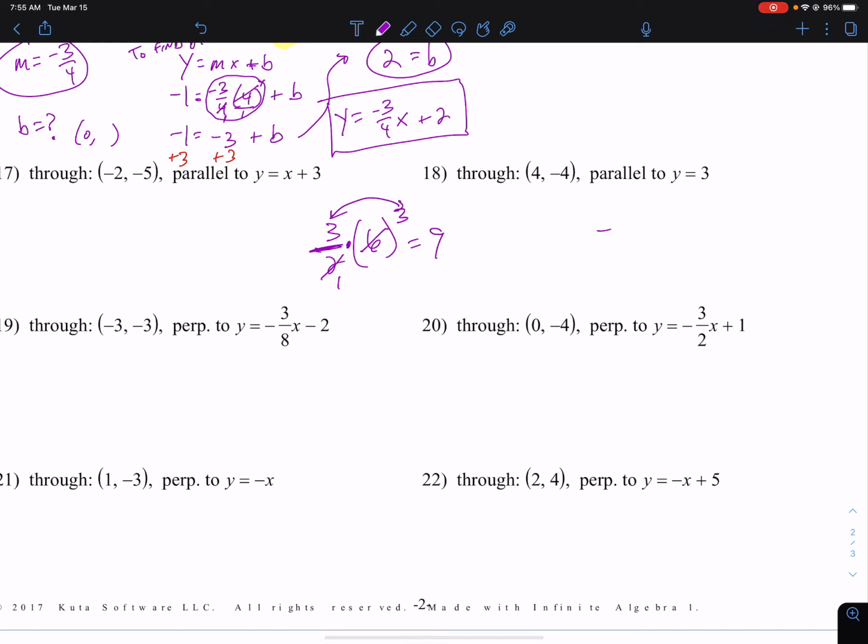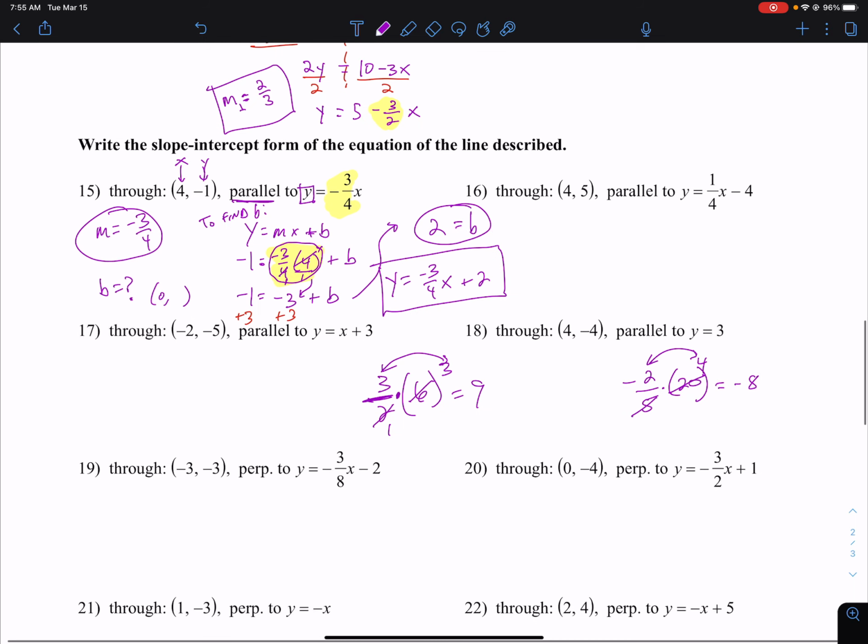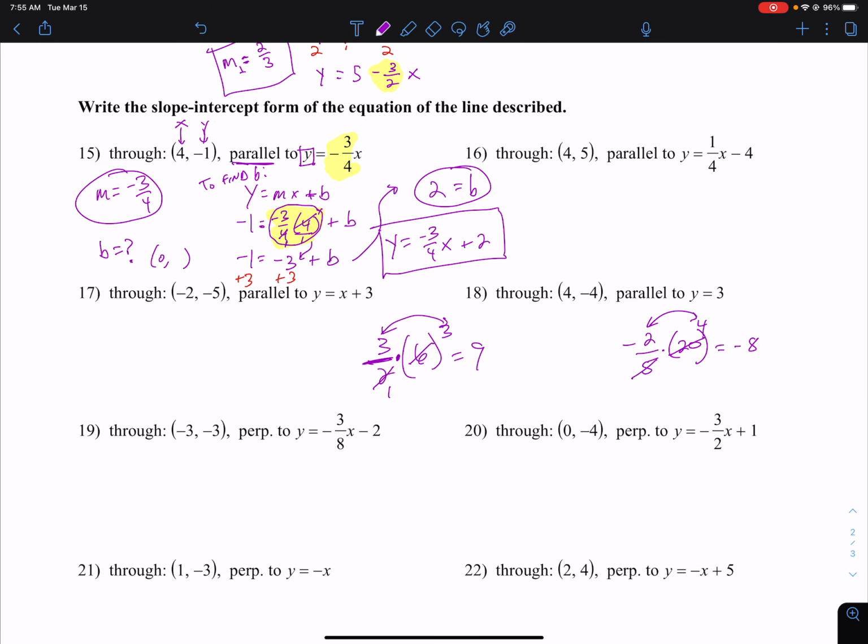Here's another example. -2/5 times 20. Here again, if the 5 divides into the 20, I say you do that first. 5 goes into 5 once, 5 goes into 20 4 times, then I can multiply the 4 times the -2. That would just be -8. You're going to come across this again and again when you multiply the slope times the number, like I did right here, to come up with -3. All right, so that'll come up often, so that's the best way to handle that.